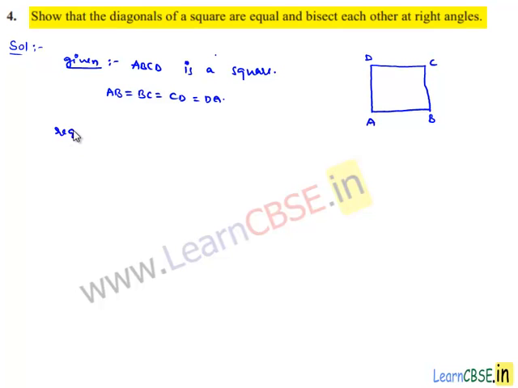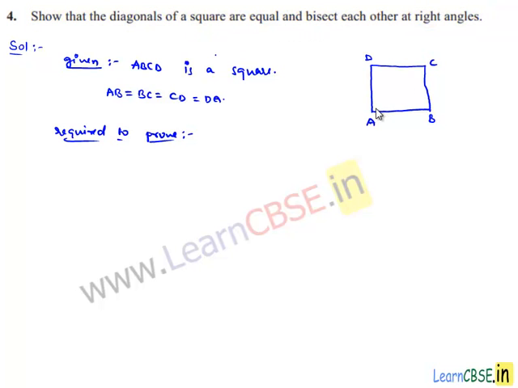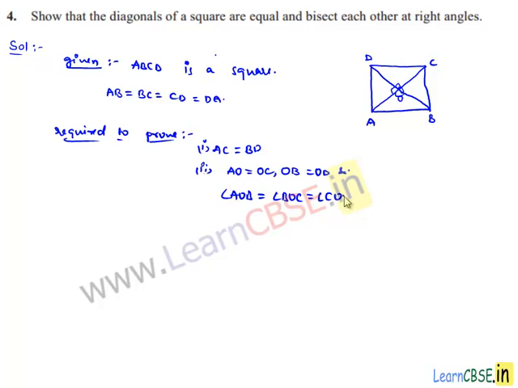Now we are required to prove that diagonals of the square are equal and bisect each other at right angles. Here the diagonals are AC and BD. So we are first required to prove that AC is equal to BD, and second thing, they bisect each other at right angles, so we need to prove that. Let us assume that diagonals intersect at point O. Here we need to prove that AO is equal to OC and OB is equal to OD, and since they bisect each other perpendicularly, we have to prove that angle AOB is equal to angle BOC, angle BOC is equal to angle COD, and angle DOA or AOD is equal to 90 degrees.